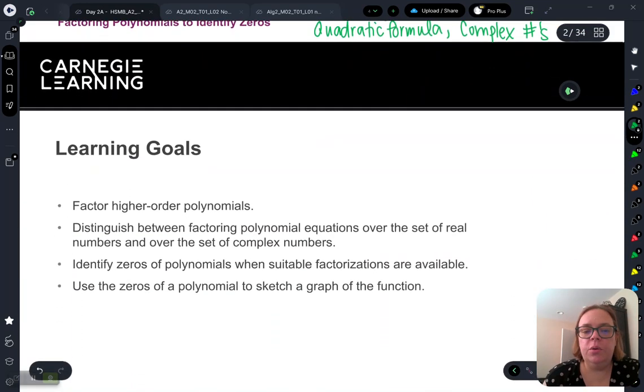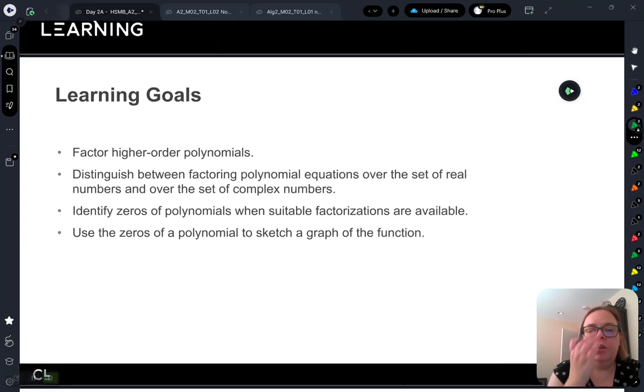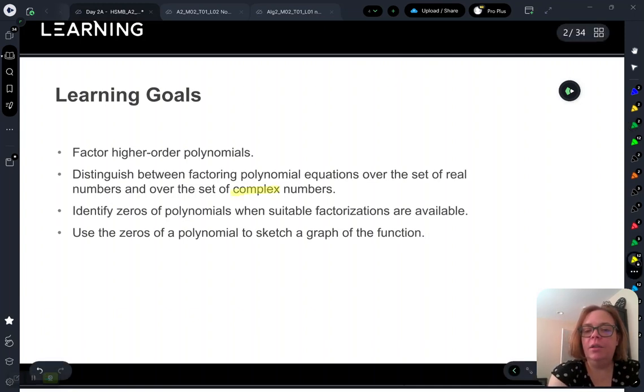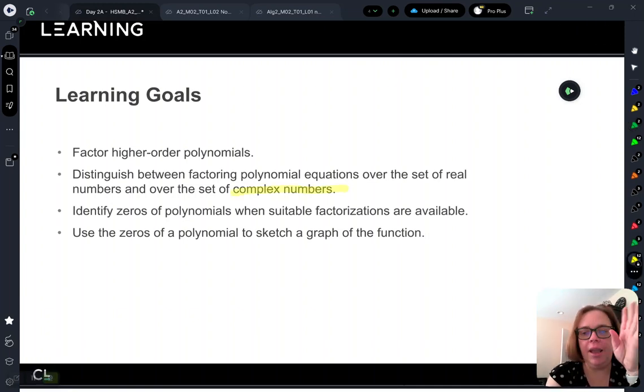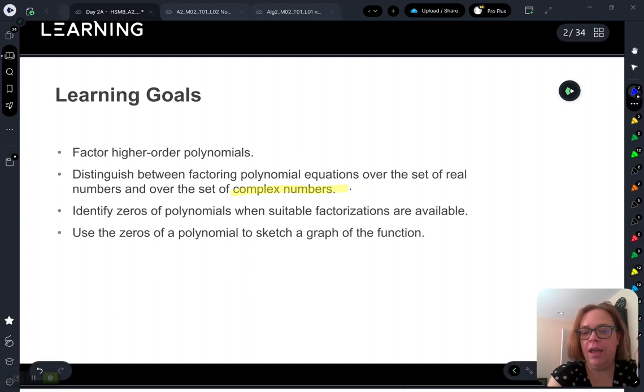All right, so the learning goals is we want to factor higher order polynomials. You may have done factoring in the first opt, but those were second degree. Those were quadratic. So now we're looking at third degree, fourth degree, so higher exponents. We want to distinguish between factoring polynomial equations over a set of real numbers or a set of complex numbers. So when you think of complex, you should think imaginary and real put together, okay?